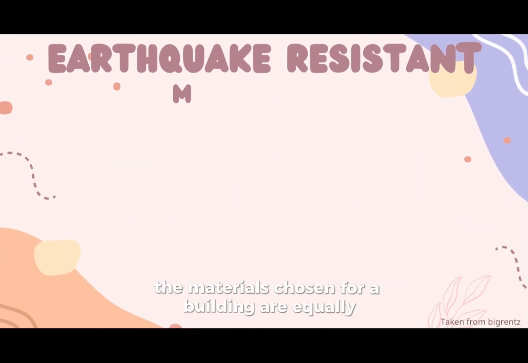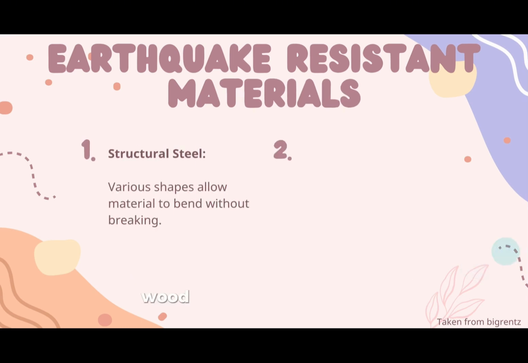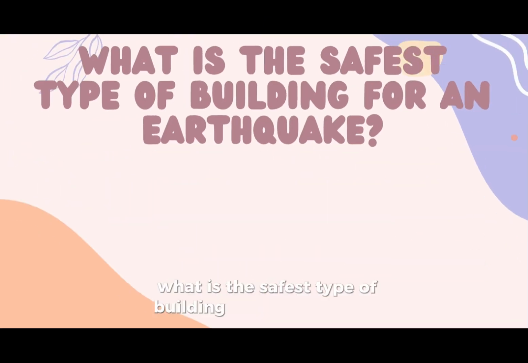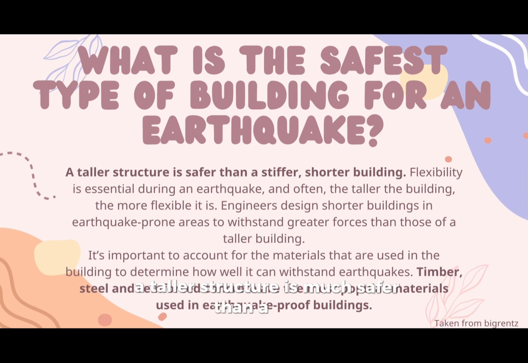While shock absorbers, pendulums, and invisibility cloaks may help dispel the energy to an extent, the materials chosen for a building are equally responsible for its stability. These materials include structural steel, wood, and futuristic materials. What is the safest type of building for an earthquake? A taller structure is much safer than a stiffer and shorter building.